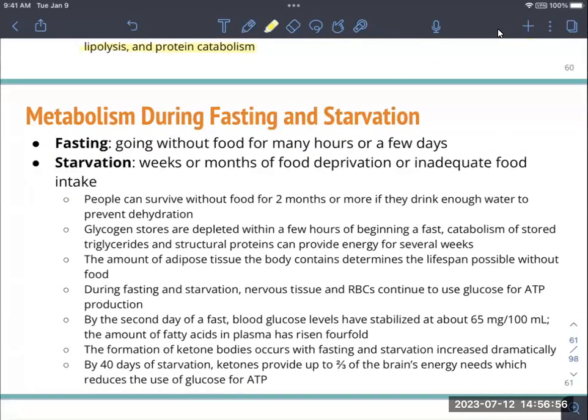What about people who fast? Fasting is going without food for many hours or days. Starvation is weeks to months of food deprivation or inadequate food intake. So you're taking in food, but you're taking in candy. You're not taking in the proteins and the other nutrients that your body needs. That's technically starving your body. You're just giving it lots of sugar if you're taking in candy, as an example. People can survive for about 2 months without food, as long as they drink enough water.